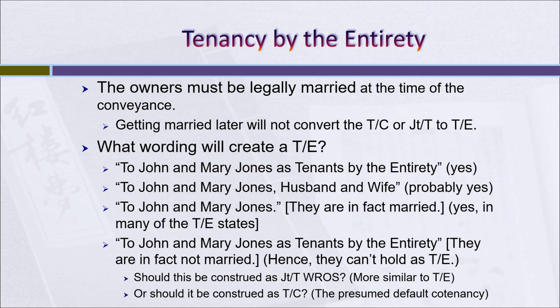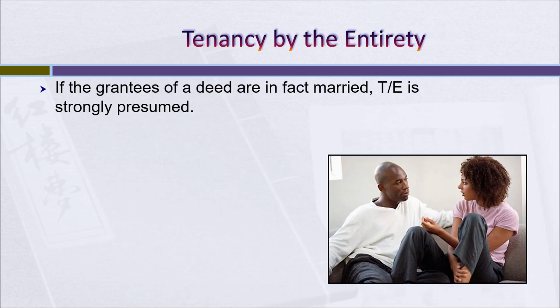On the other hand, the court might say, well, the conveyance purports to give something that's simply invalid, so we'll go back to the presumed default co-tenancy, which is a tenancy in common, and say that that's what they receive. Now, to recapitulate, if the grantees of a deed are in fact married, in many of the tenancy by the entirety states, tenancy by the entirety is strongly presumed.